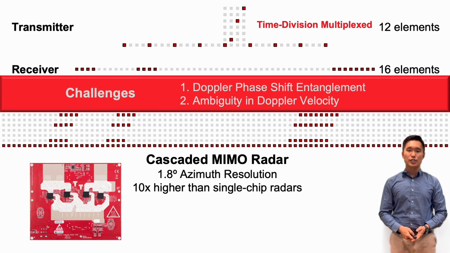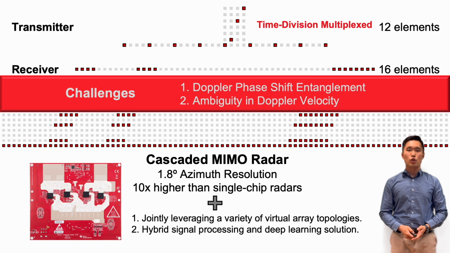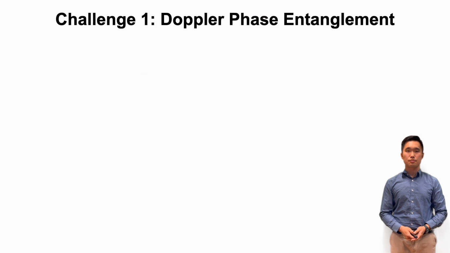To overcome these challenges and take full advantage of the high angular resolution of cascaded MIMO radar, Radatron Plus jointly leverages a variety of virtual array topologies in a hybrid radar signal processing and deep learning solution. Let's first look at the Doppler phase entanglement issue.